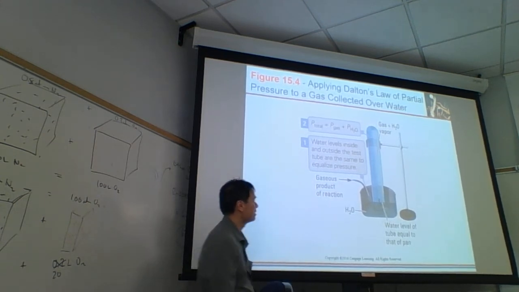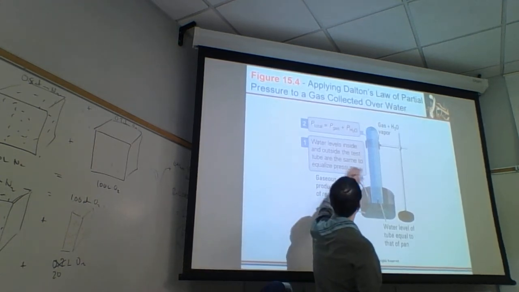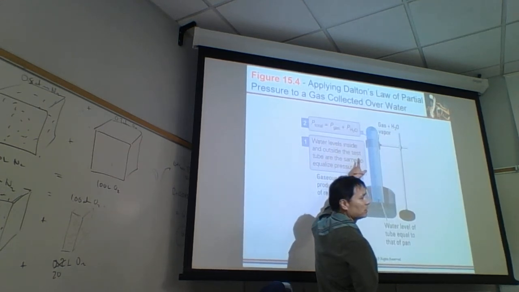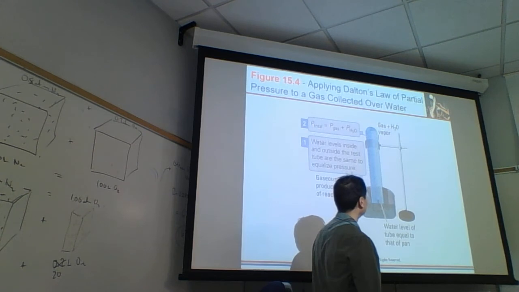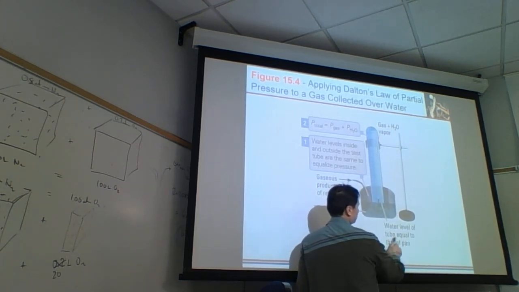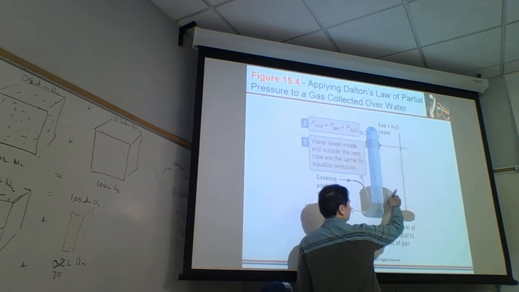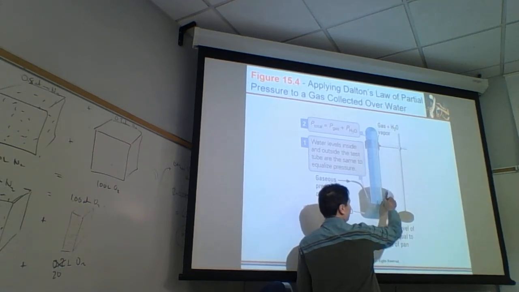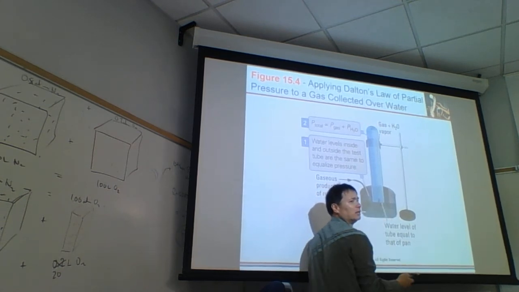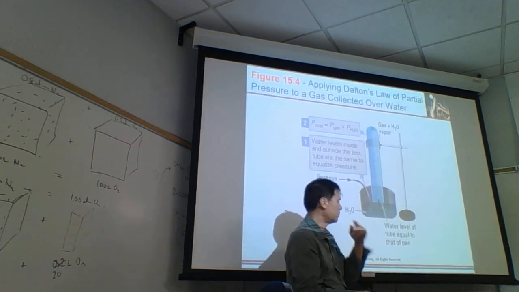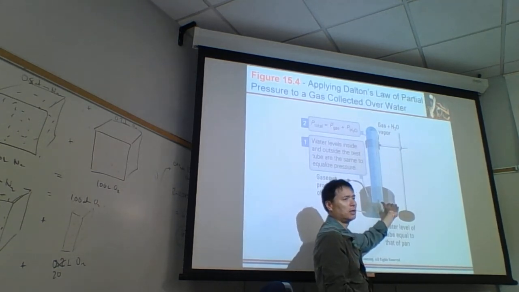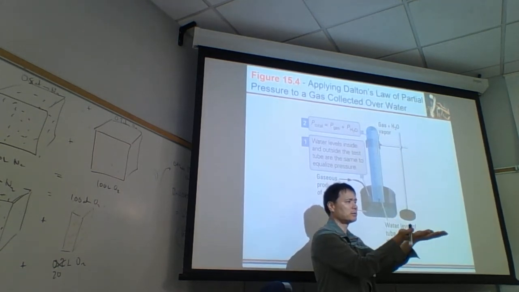And so it turns out that the total pressure inside this tube is equal to the pressure of the gas plus the pressure of the H2O. Now what they're doing here is that they're getting the water levels to equalize. What that means is the weight on the water outside is exactly the same as the weight on the water inside. If the two weights are equal, then what we can say is that the pressure inside here is equal to the pressure outside here because it's balanced.